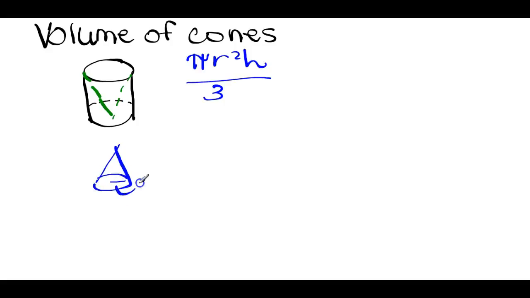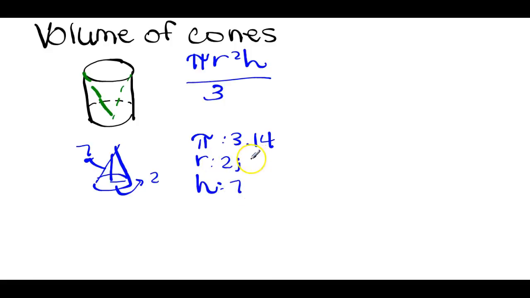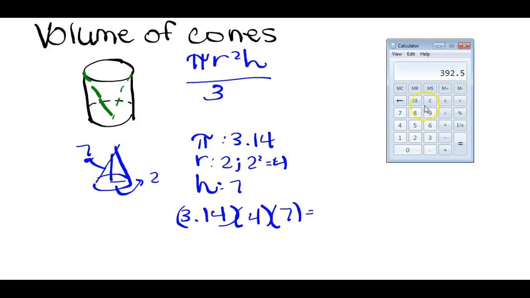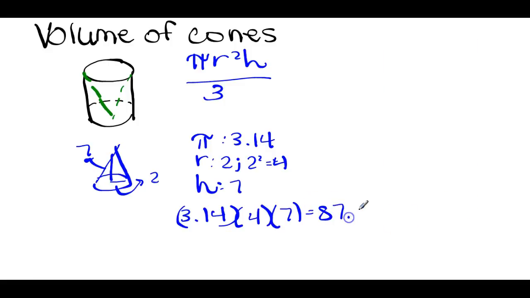and we have a radius of 2 and we have a height of 7, I'm going to just list this out for us. Pi is 3.14. My radius is 2, and my height is going to be 7. And remember, we always have to square the radius. So we get 3.14 times 4 times 7, and I'm going to go into my handy dandy calculator. 3.14 times 4 times 7, and we get 87.92.